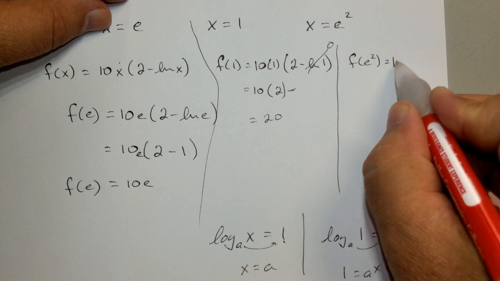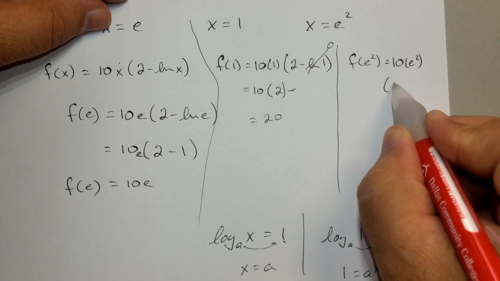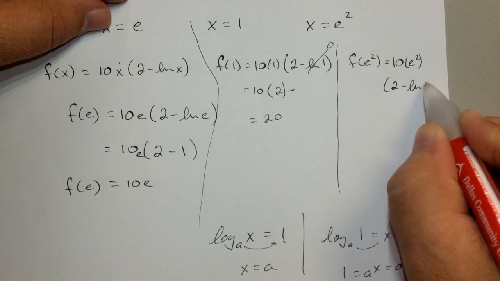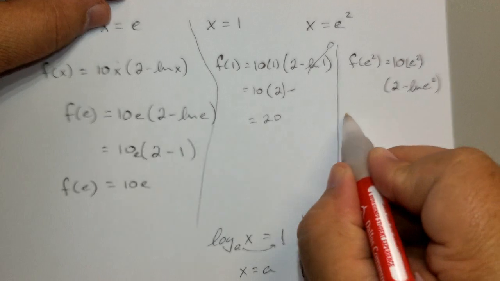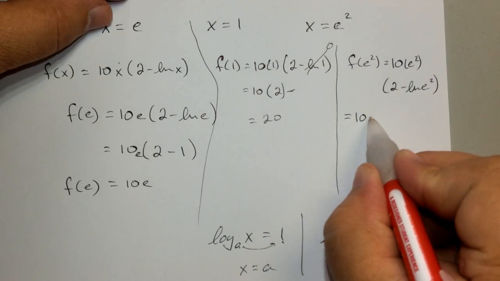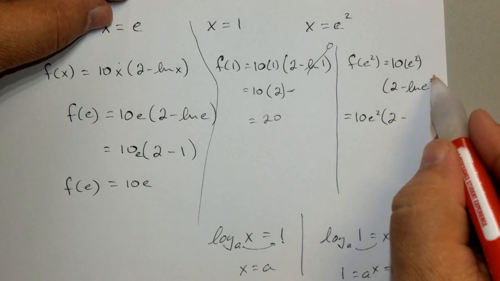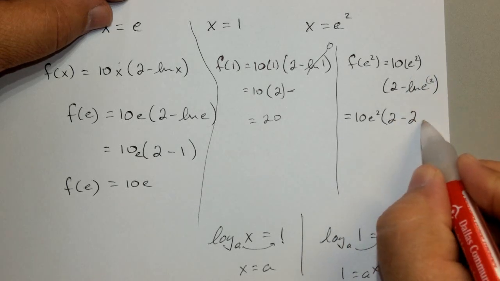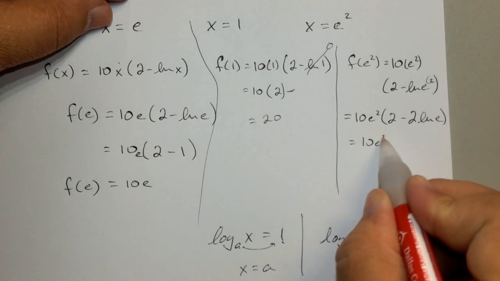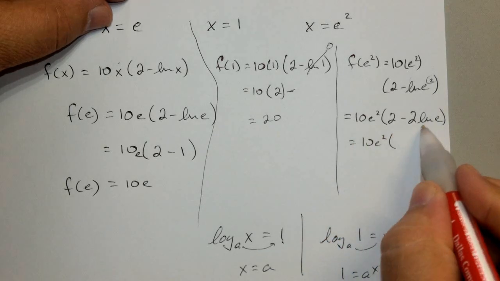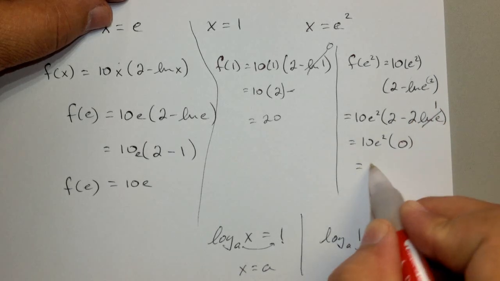And then for e squared: 10 e squared, 2 minus ln e squared. The exponent comes down in front. ln e is 1. 2 minus 2 is 0.